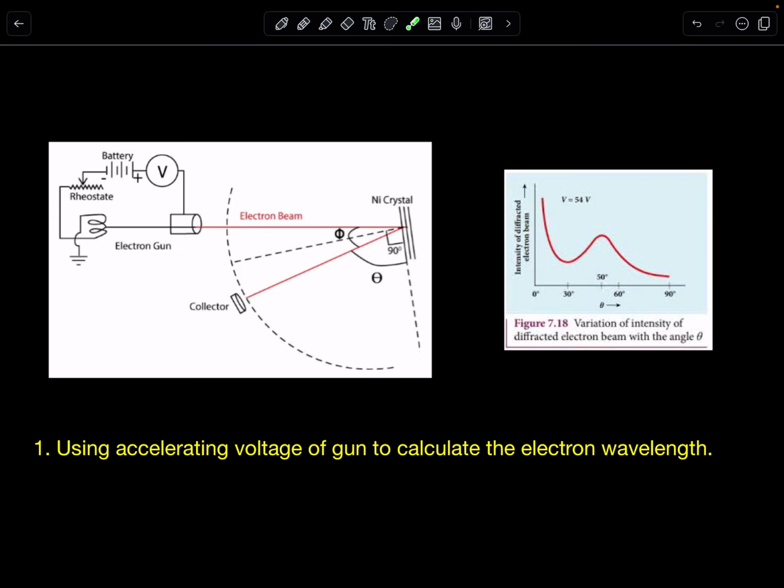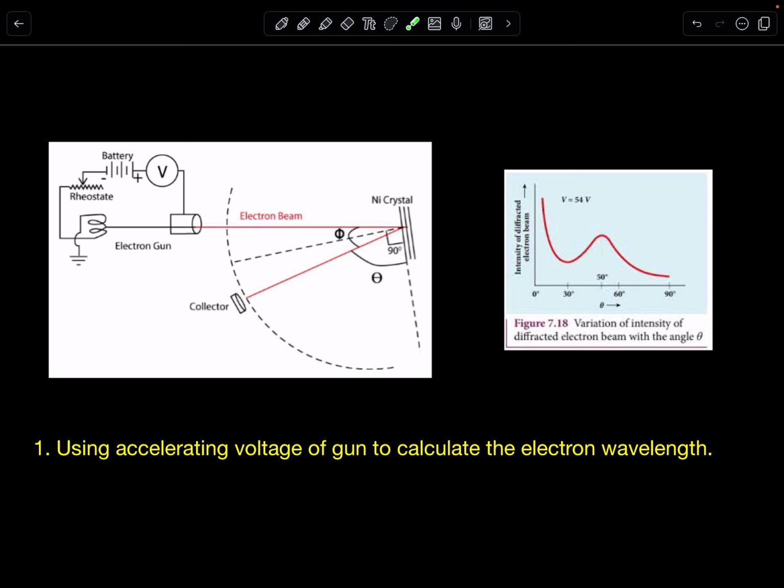So the detector would start at 0. And as they moved the detector away from 0, I'm getting less and less intense beams. Here would be my destructive interference. That would be destructive interference. And then here would be my first constructive interference. That would be my first max.